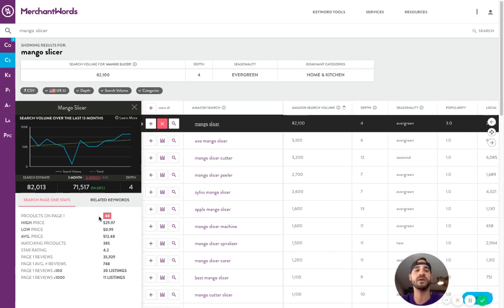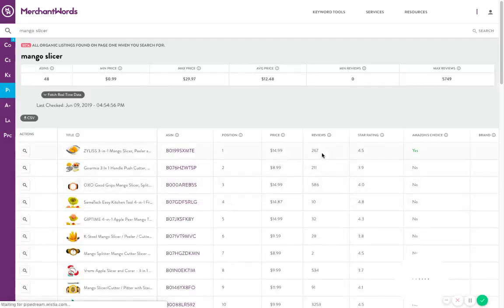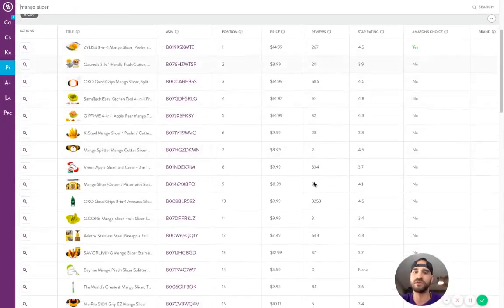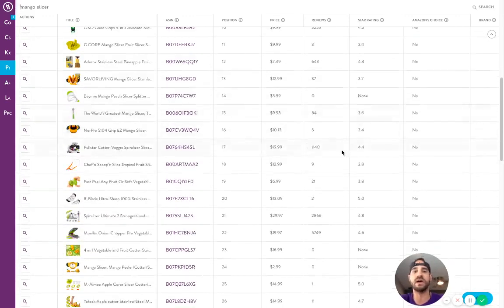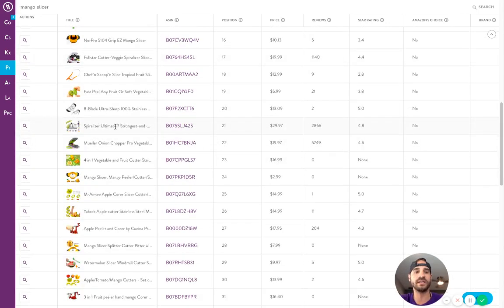So to do that, you can click on the red box here to launch our page one products, and you can see if any of these products that have over 1,000 reviews are related to the mango slicer. So look at the review column, come down here. This one's over 3,000. This is an avocado slicer. Okay. This one is a veggie spiralizer. This one is another spiralizer, an onion chopper.